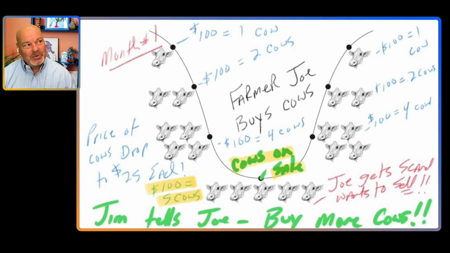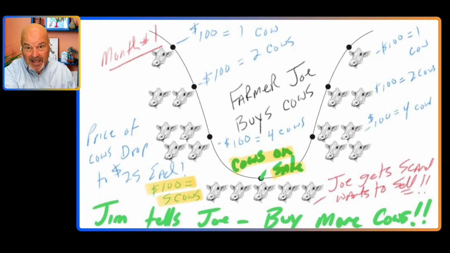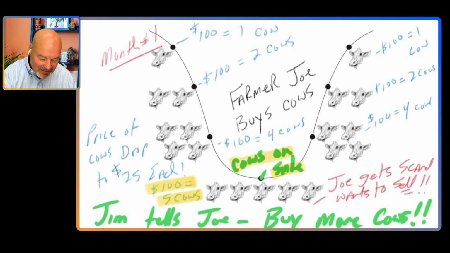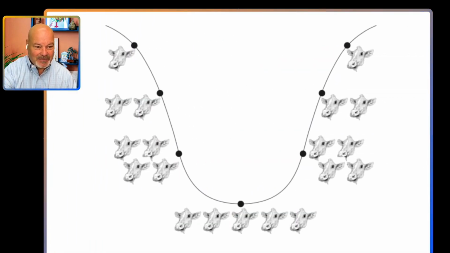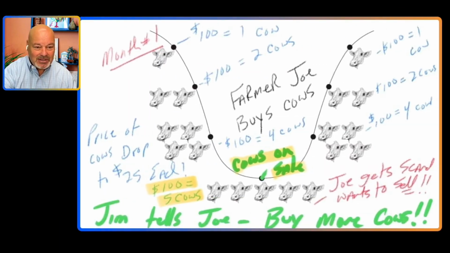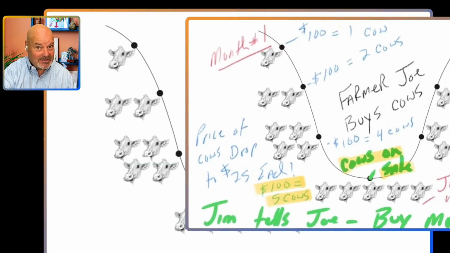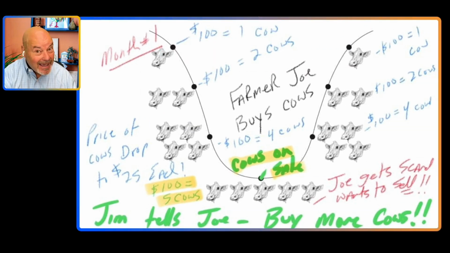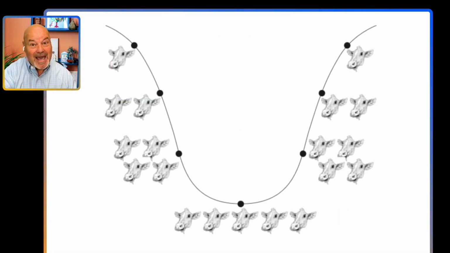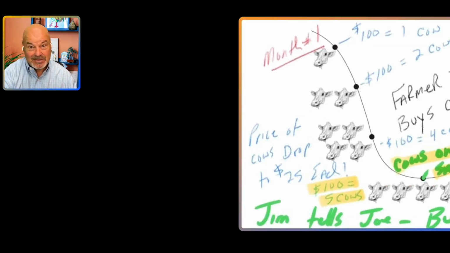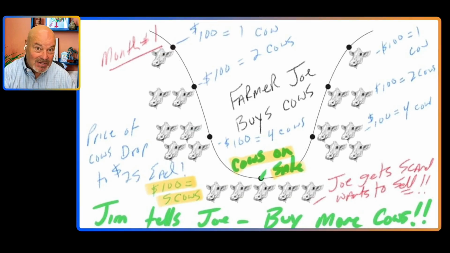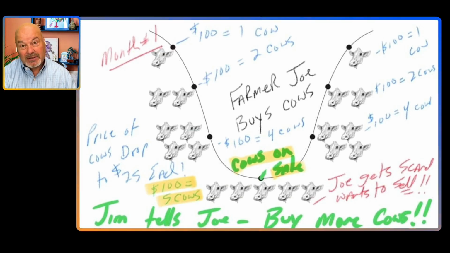Well, I guess first we should say over these 7 months, Farmer Joe's invested $700. This question is going to require that you look at the screen and actually count cows. So over 7 months total, how many cows did Farmer Joe actually buy? How many cows does he own today as a result of investing $100 a month for 7 months, totaling $700? How many cows does Farmer Joe own today?